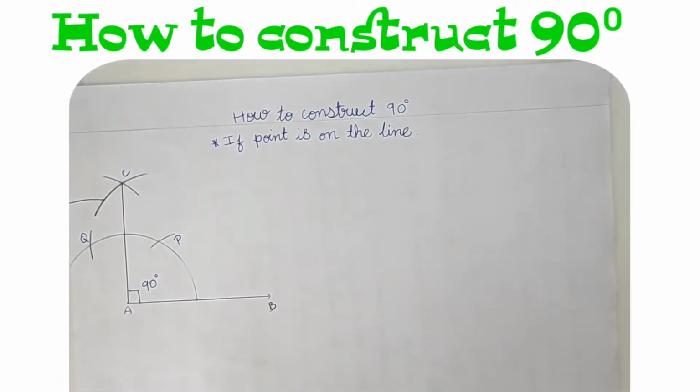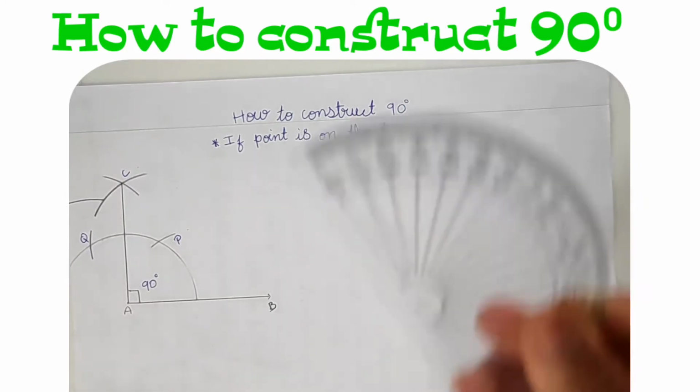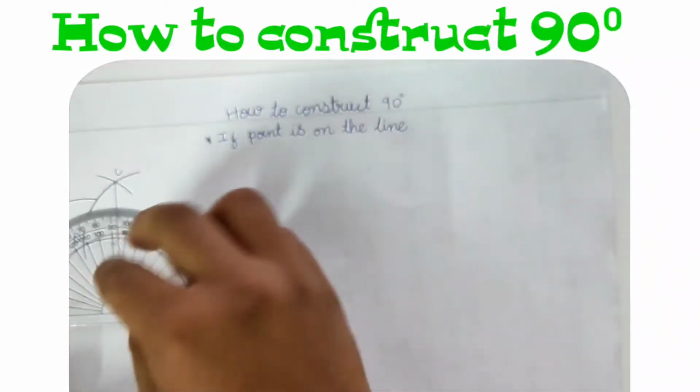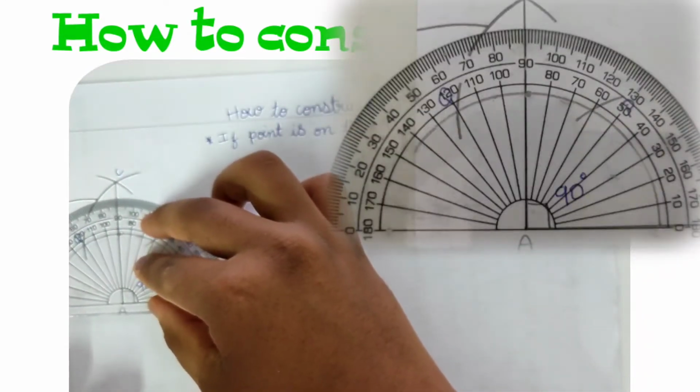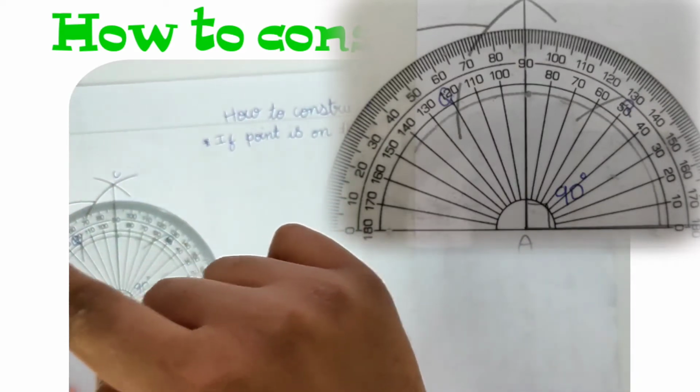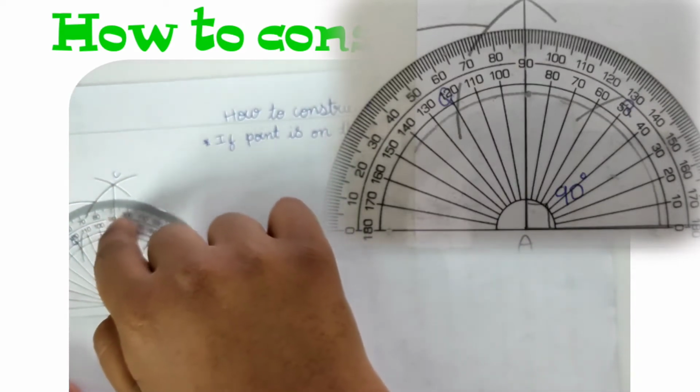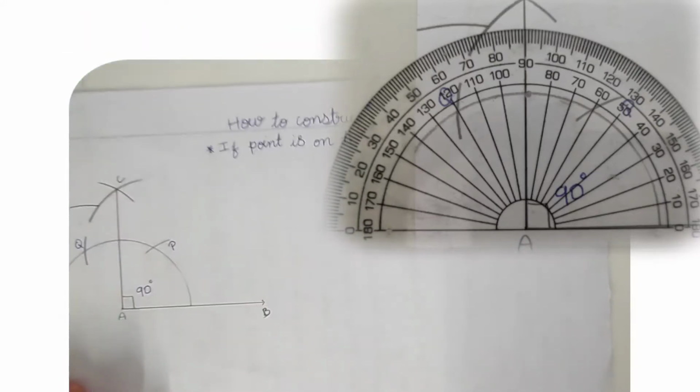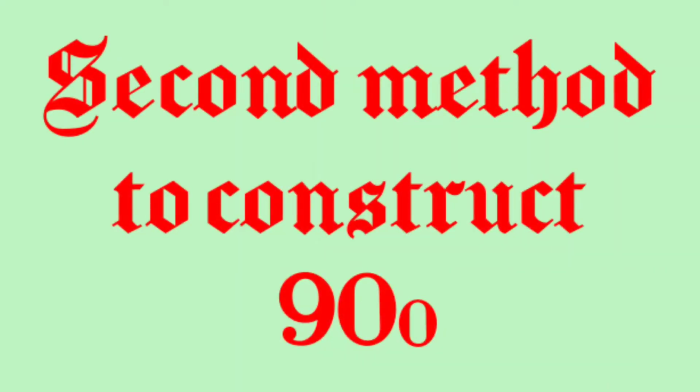So we get 90 degree. Let us check it by protractor. And keeping the protractor, it is showing exactly 90 degree. This is the first method.